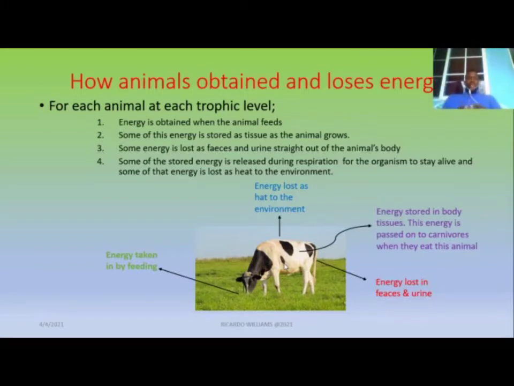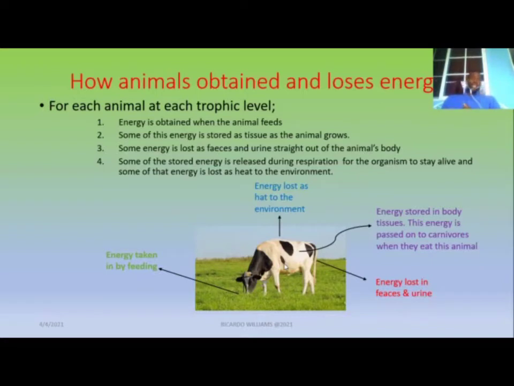When you see the cow and the other animals, the pigs, getting fat, they're storing the energy. Good. Some energy is lost in feces and urine straight out of the animal's body. So it doesn't matter what you do when you buy feed now, feed the chicken. When the chicken poops, some of the energy is lost in the feces. When you feed the goat, some of the energy is lost in the feces and the urine that the animal produces. So the animal system is not 100% efficient.